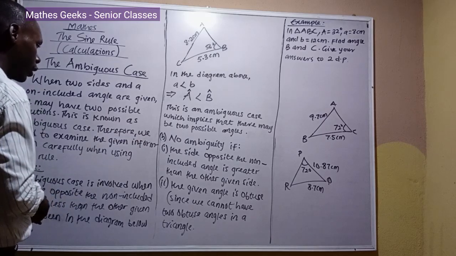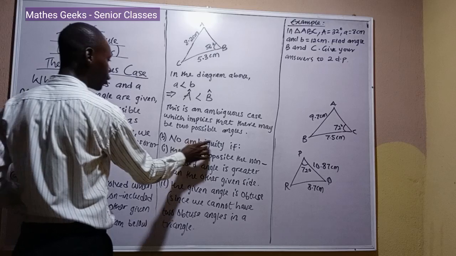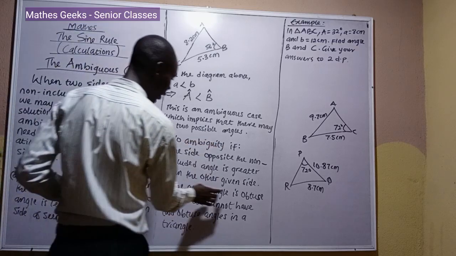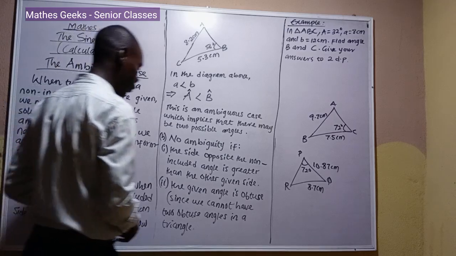So there's no ambiguity. And then the next condition for a non-ambiguous case is that the given angle is obtuse, since we cannot have two obtuse angles in a triangle.